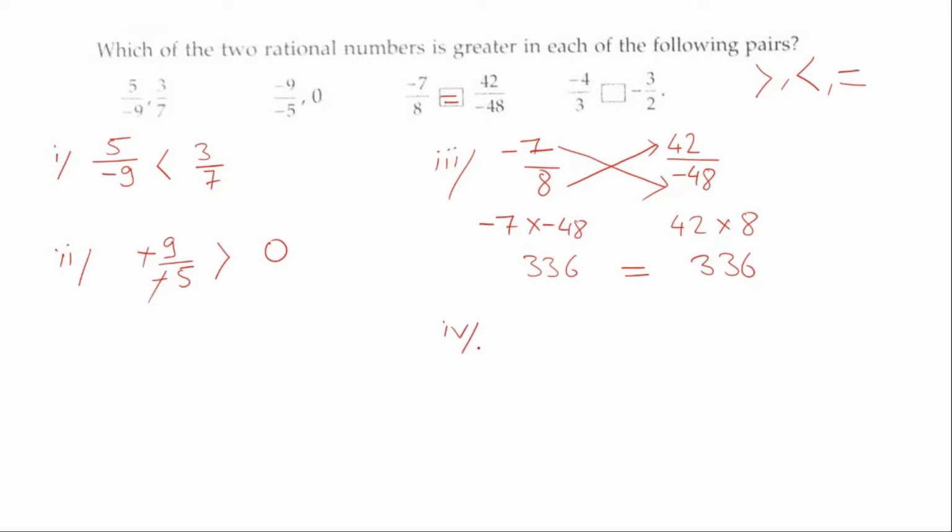Next, minus 4 by 3 and minus 3 by 2. We will do the same as we have done in the previous question. Minus 4 into 2 and minus 3 into 3. It will be minus 8 and it will be minus 9. So minus 8 is greater than minus 9. So we can say minus 4 by 3 is greater than minus 3 by 2.